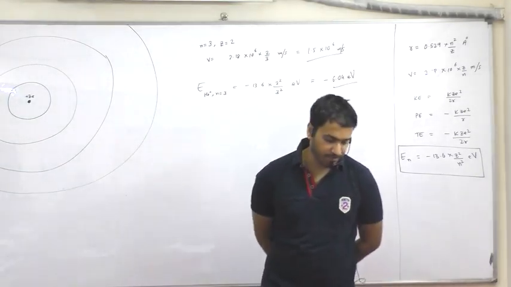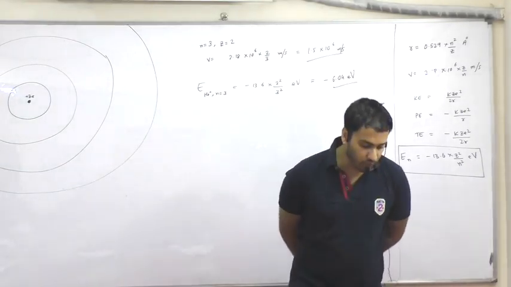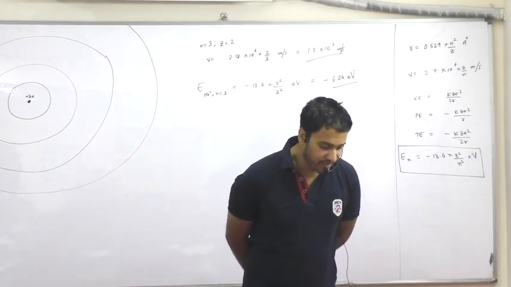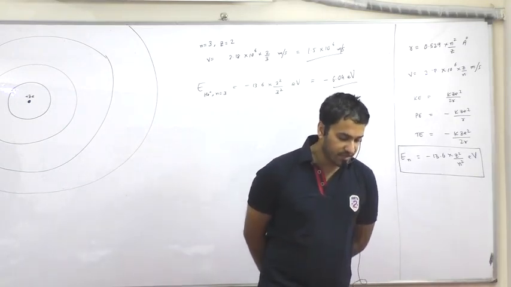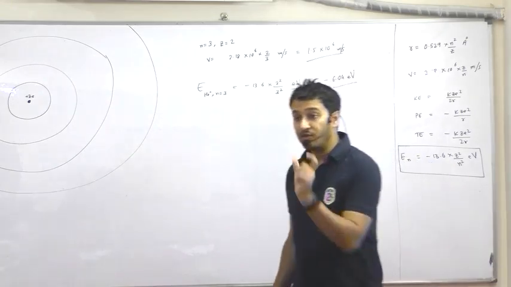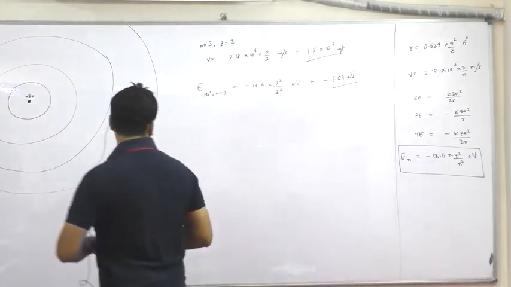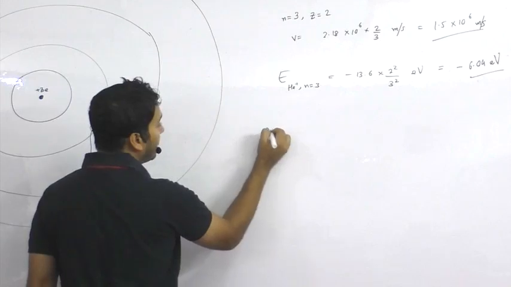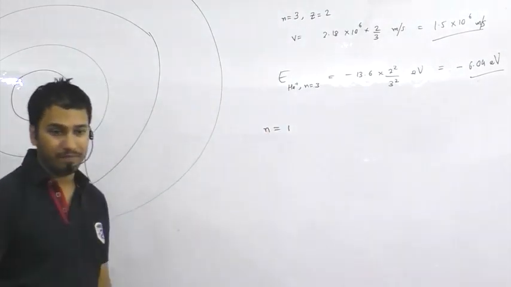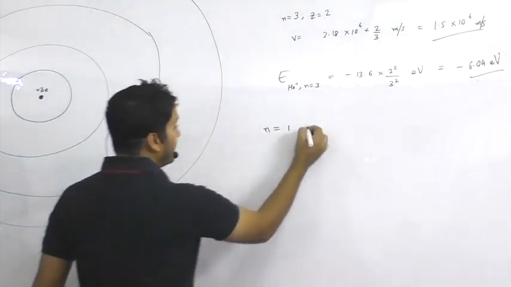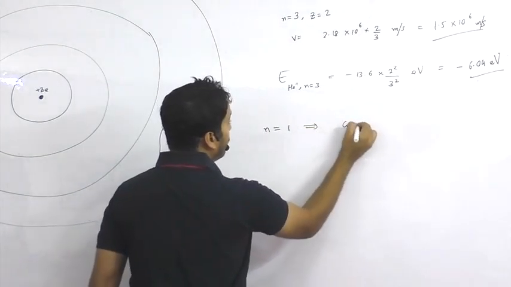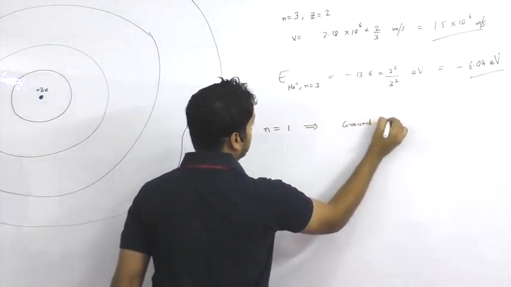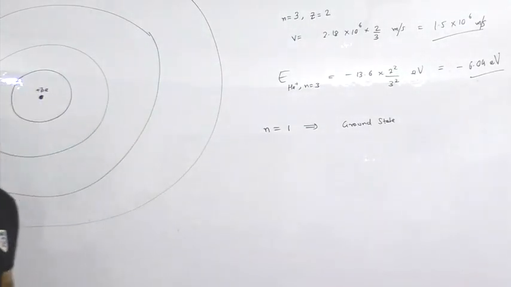Okay, next question. Calculate the ratio of energy of two electrons. One is in the first excited state of lithium plus 2 and the other is in the second excited state of helium plus. Now these terms you must understand well. For example, if an electron is in n equal to 1, if it is in the first orbit, then we say that the electron is in the ground state. This is the lowest energy state.